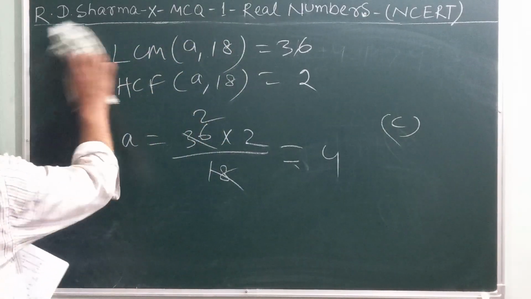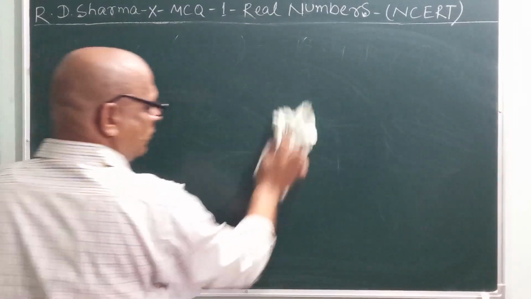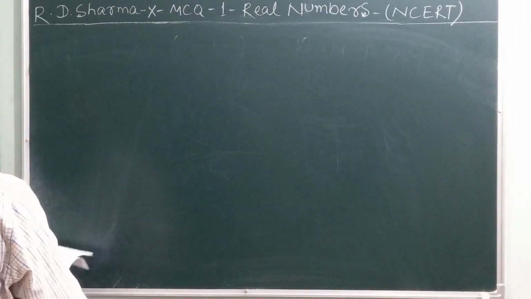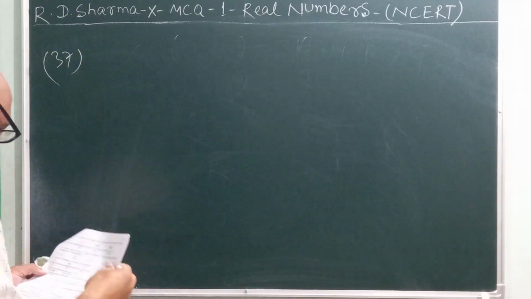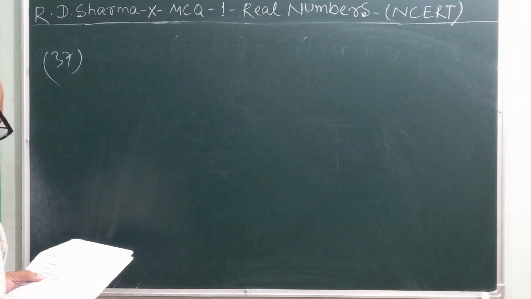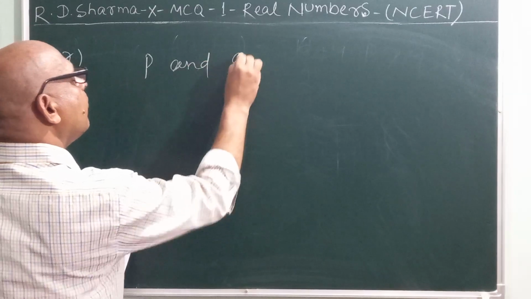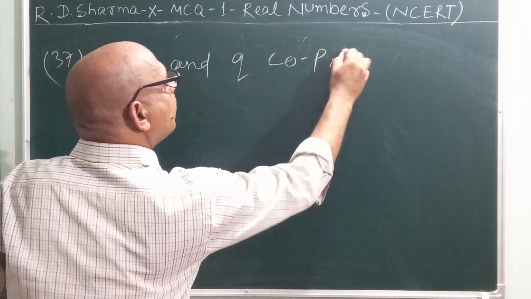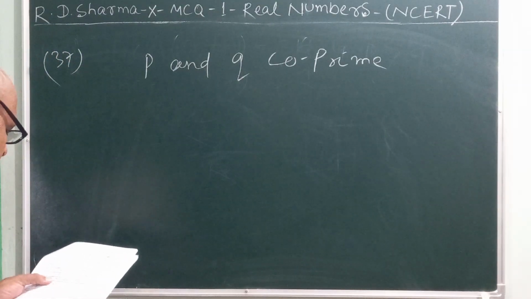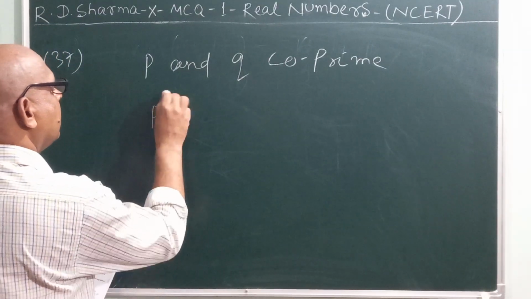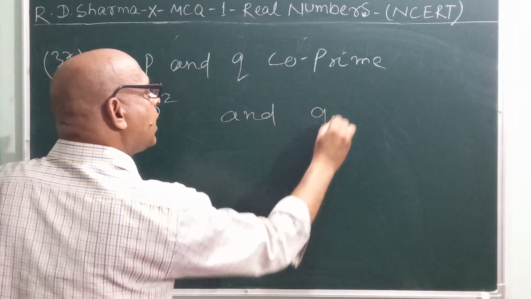Next, 37. P and Q are co-prime numbers. If P and Q are co-prime numbers, then P square and Q square.